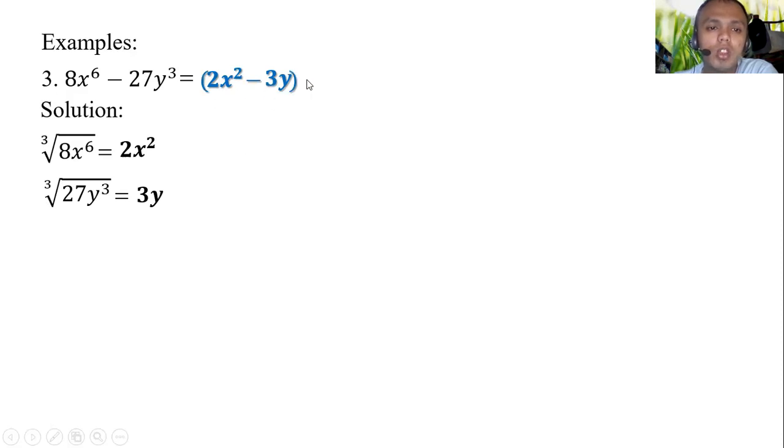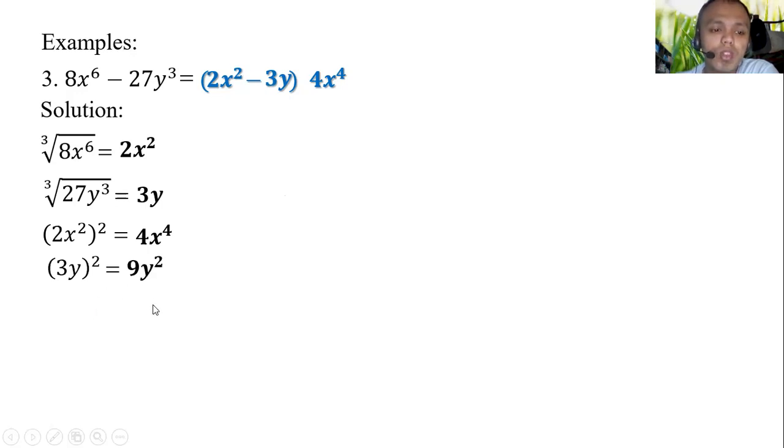Next, closing parenthesis. Next, get the square of the first term. So that is the square of 2x squared. 2x squared raised to 2 is equal to 2x squared times 2x squared. That would be equal to 4x raised to 4. For 3y, the square of 3y is 9y squared. So we have 9y squared here.